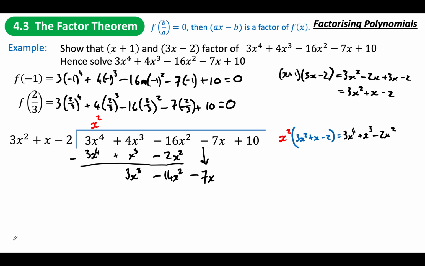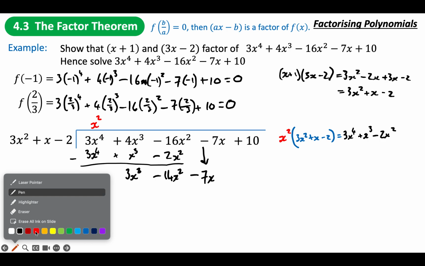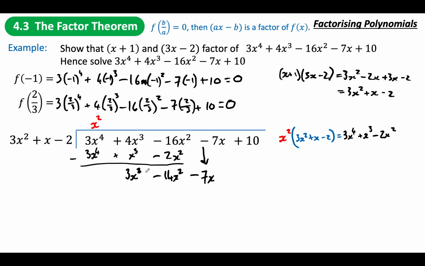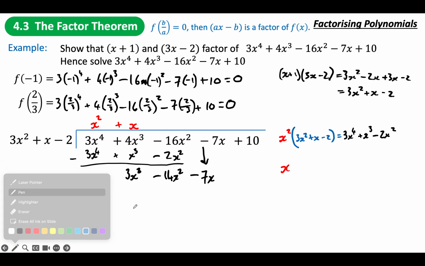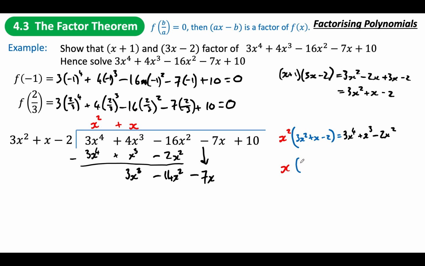Okay, let's try that again. And let's go for the red. 3x cubed divided by 3x squared. The 3's will cancel out, and all we're left with is 1x. So we put an x there. Let's put the x over here, and then let's expand again with 3. Oh, sorry, what am I doing? Yeah, 3x squared plus x minus 2.